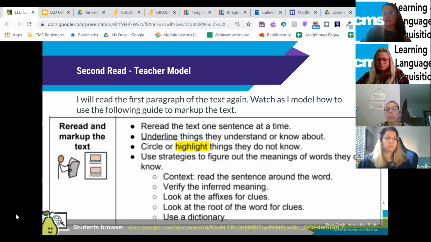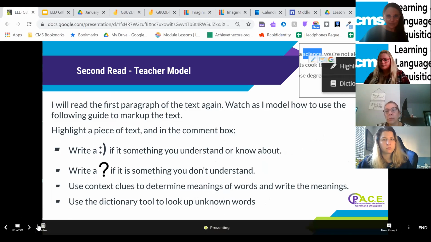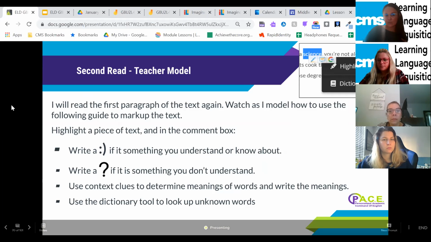Now, following this annotating guide in Imagine Reading would be difficult. You can't quite do all these things. So we're going to do it a little bit differently, and we would use things more like this. As you're reading through, you're going to use that highlight tool in Imagine Reading.